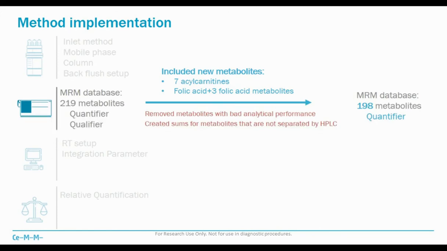Additionally, we removed metabolites with bad analytical performance. Those were ones either with low sensitivity or with bad peak shapes. We also created sums for metabolites that are not separated by the HPLC system. These were mainly sugars and sugar-phosphates. Additionally, we were able to include several new metabolites. These were 7 alkyl carnitines, also folic acid and folic acid metabolites. So at the end, we ended up with 190 metabolites in the detection method.